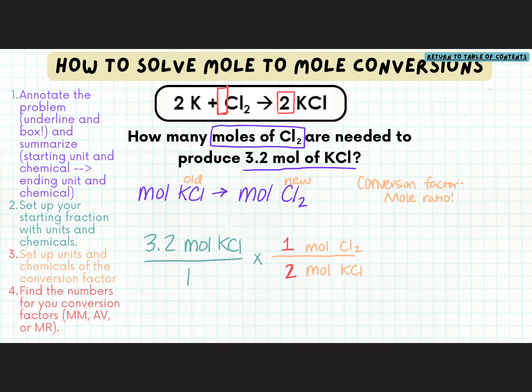And then we finish it off like we normally do. We put this in the calculator, and we would do 3.2 divided by 1 times 1 divided by 2, or you could just do 3.2 divided by 2, and you're going to get 1.6. So 1.6 is the answer, but we need a unit and we need a chemical. So our unit is going to be moles, and our chemical is going to be Cl2. It's very important that you write the chemical because we're switching from one chemical to another.